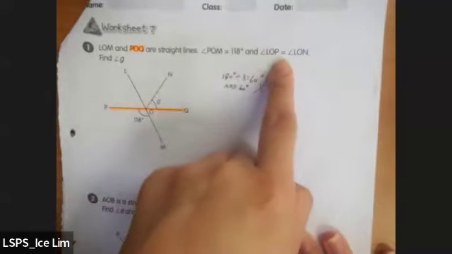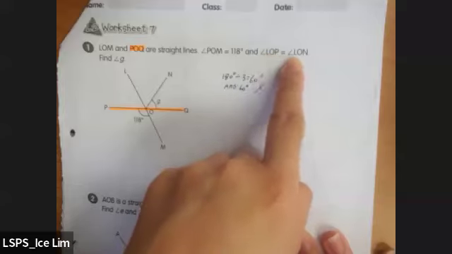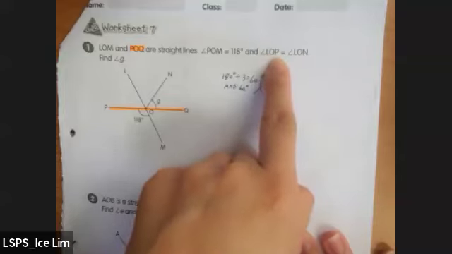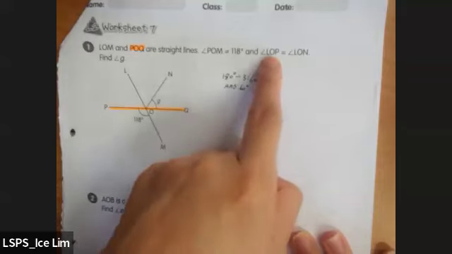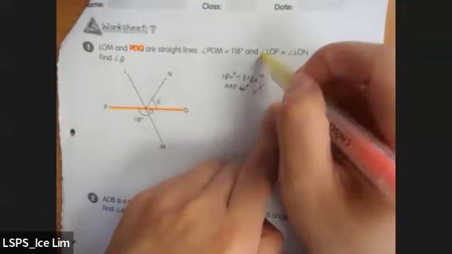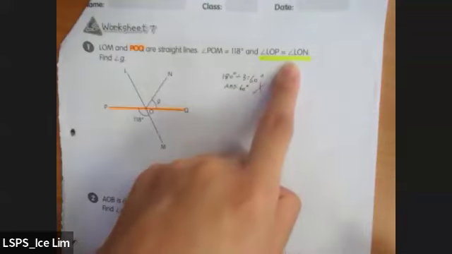But there is a pair of angles that is the same. The pair of angles that are stated to be the same is angle LOP and LON.